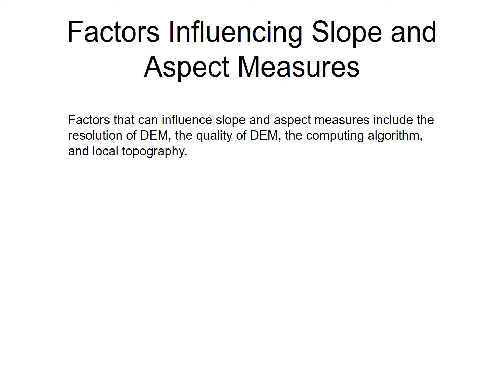What are some of the factors that affect it? This is something that you need to know. Slope and aspect can be influenced by the elevation, the resolution of the DEM, the quality of the DEM, the algorithm that you compute it with, and then any local topography effects can also complicate it.